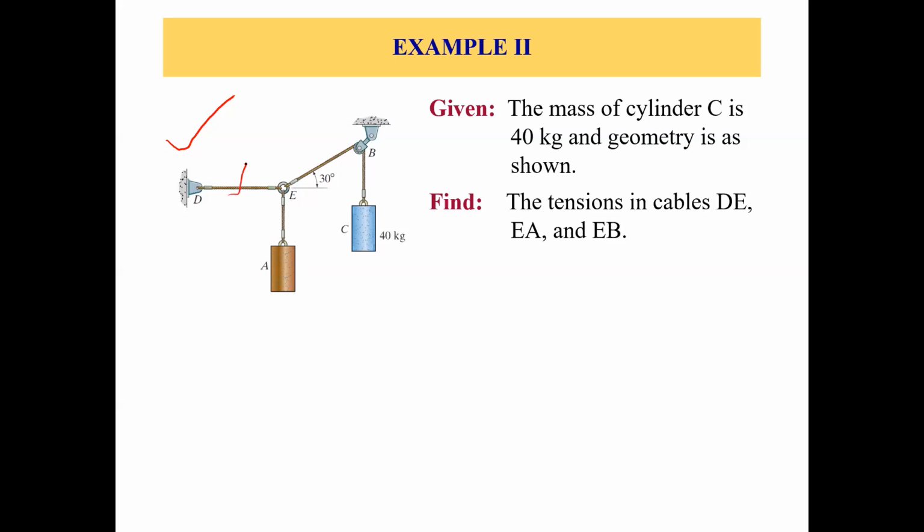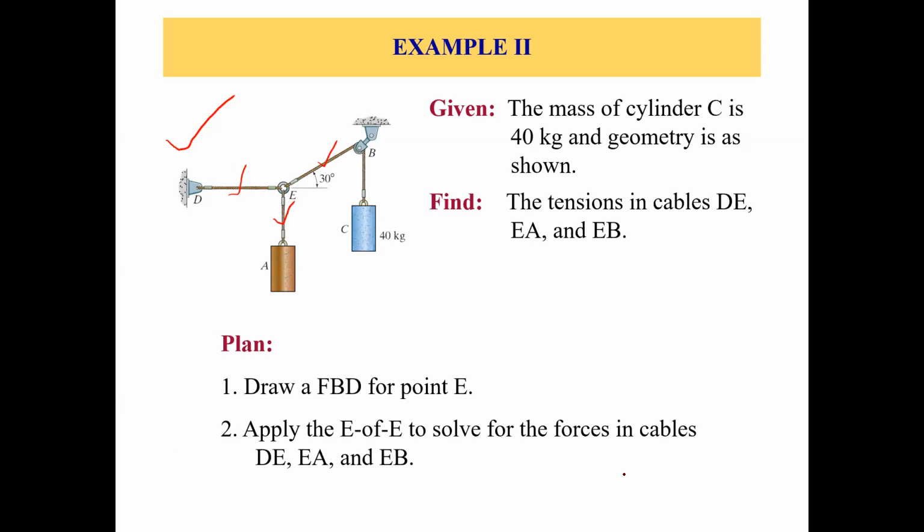So DE, EA, and EB. We need to find these three unknowns. So let's talk about this. What's the plan? Draw a free body diagram for point E, because all the forces are intersecting at point E. Apply the equations of equilibrium to solve for the forces in these cables, so FDE, FEA, and FEB.